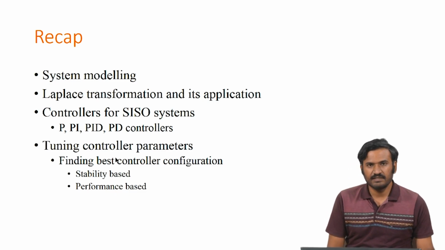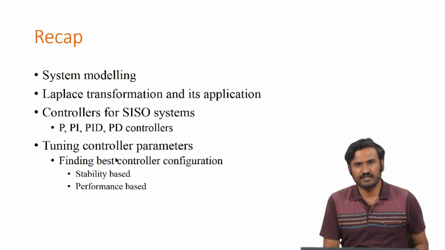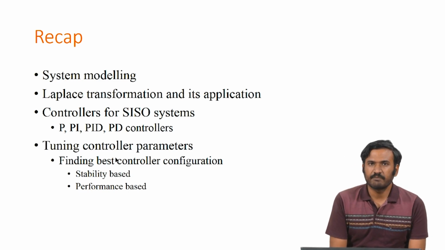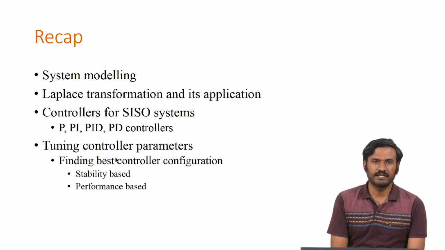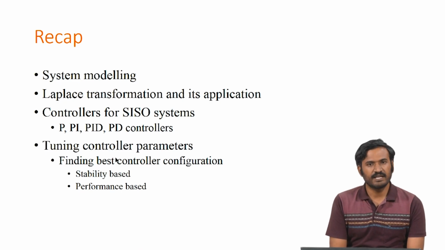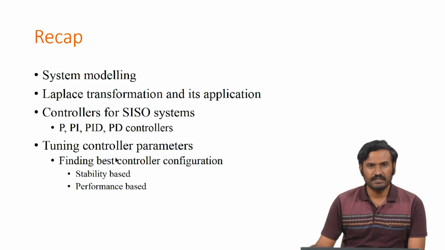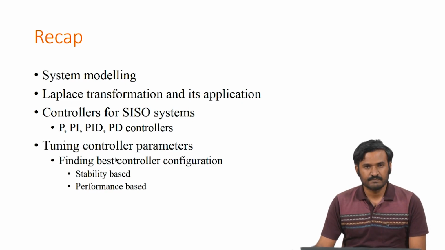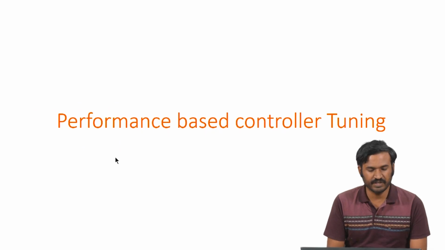The tuning is finding the best controller configuration that can be implemented in the given system. This can be done in two ways. One is stability based and the other one is performance based. We have looked at the stability based controller using Ziegler-Nichols tuning. Now we will look at the other method, which is performance based controller tuning.